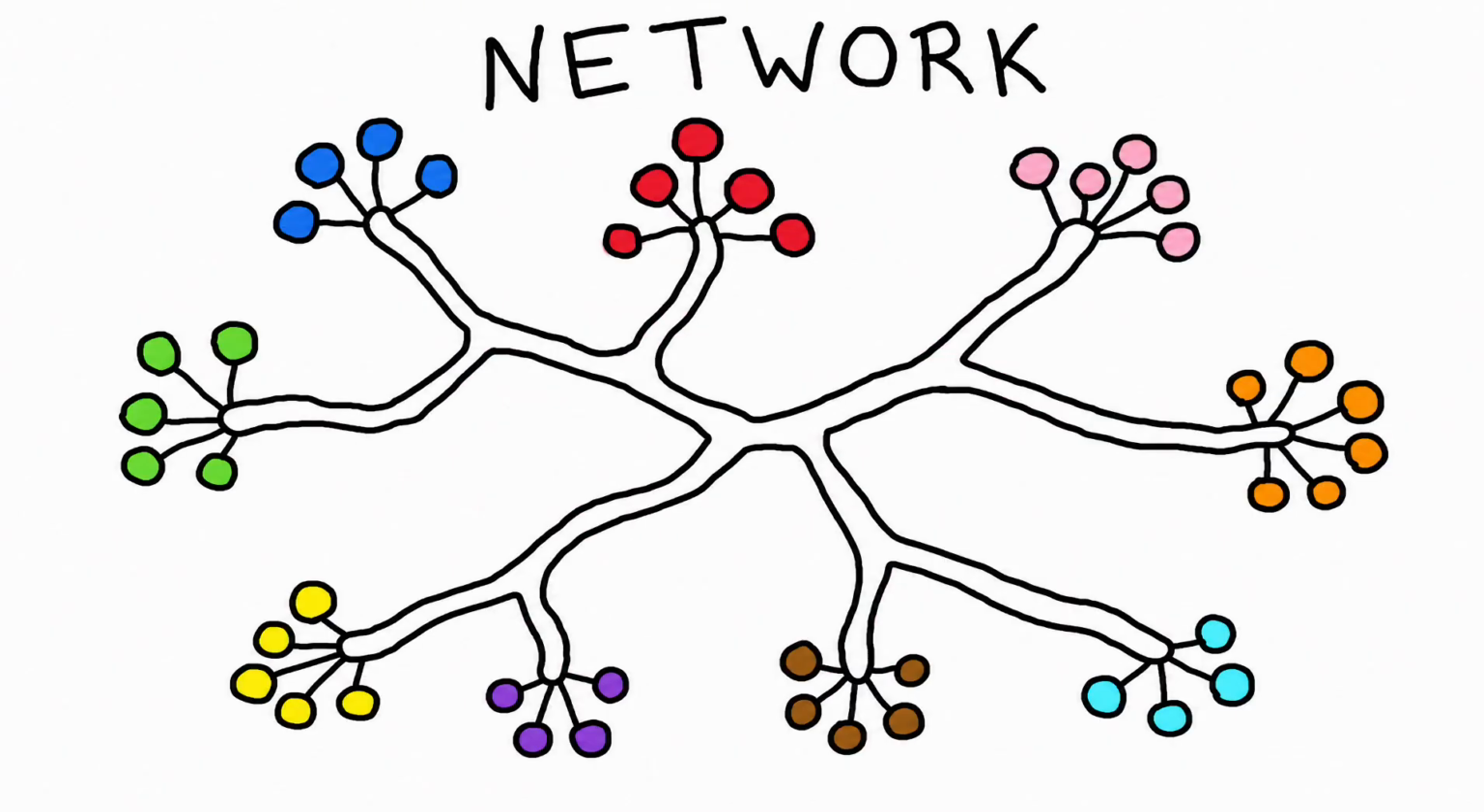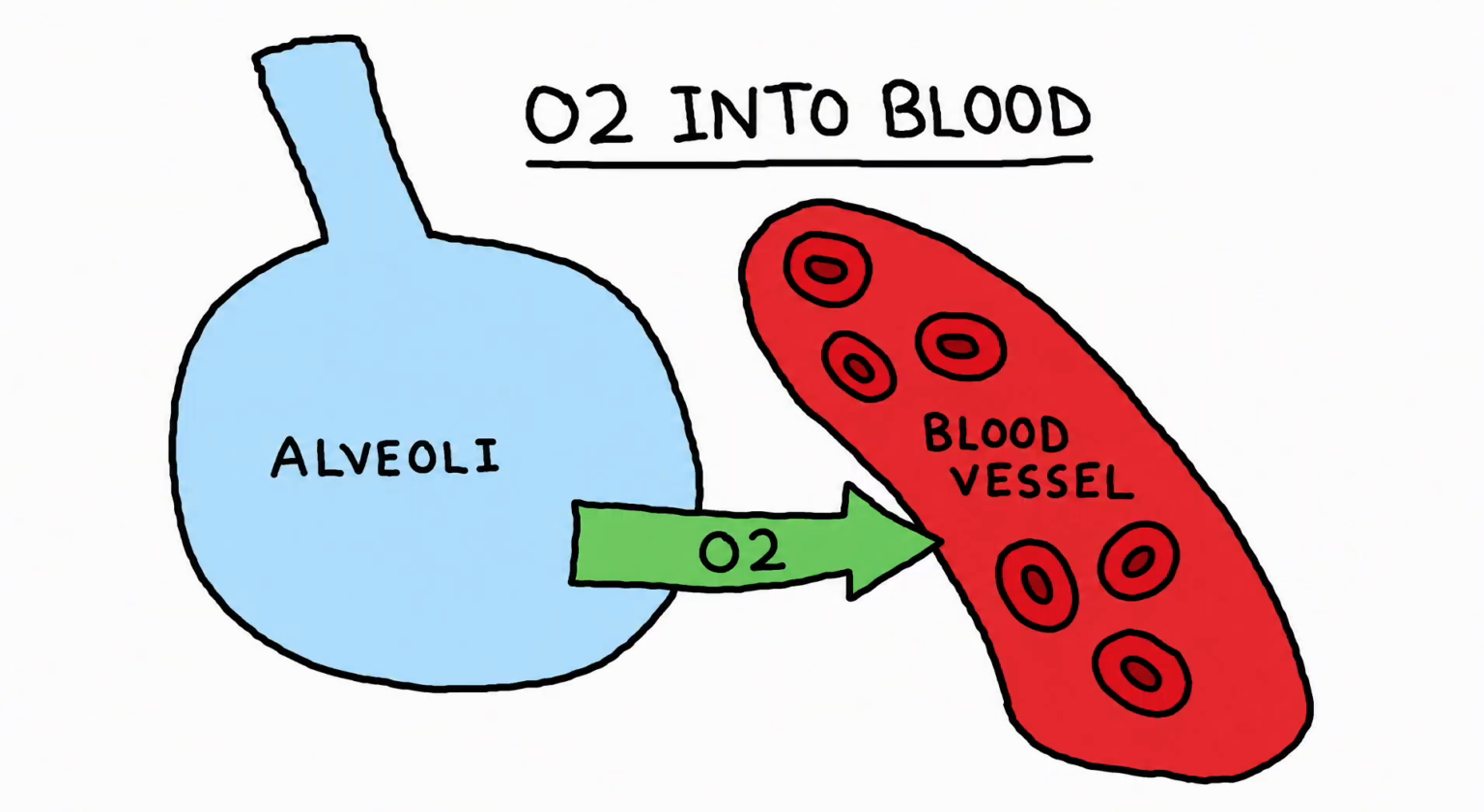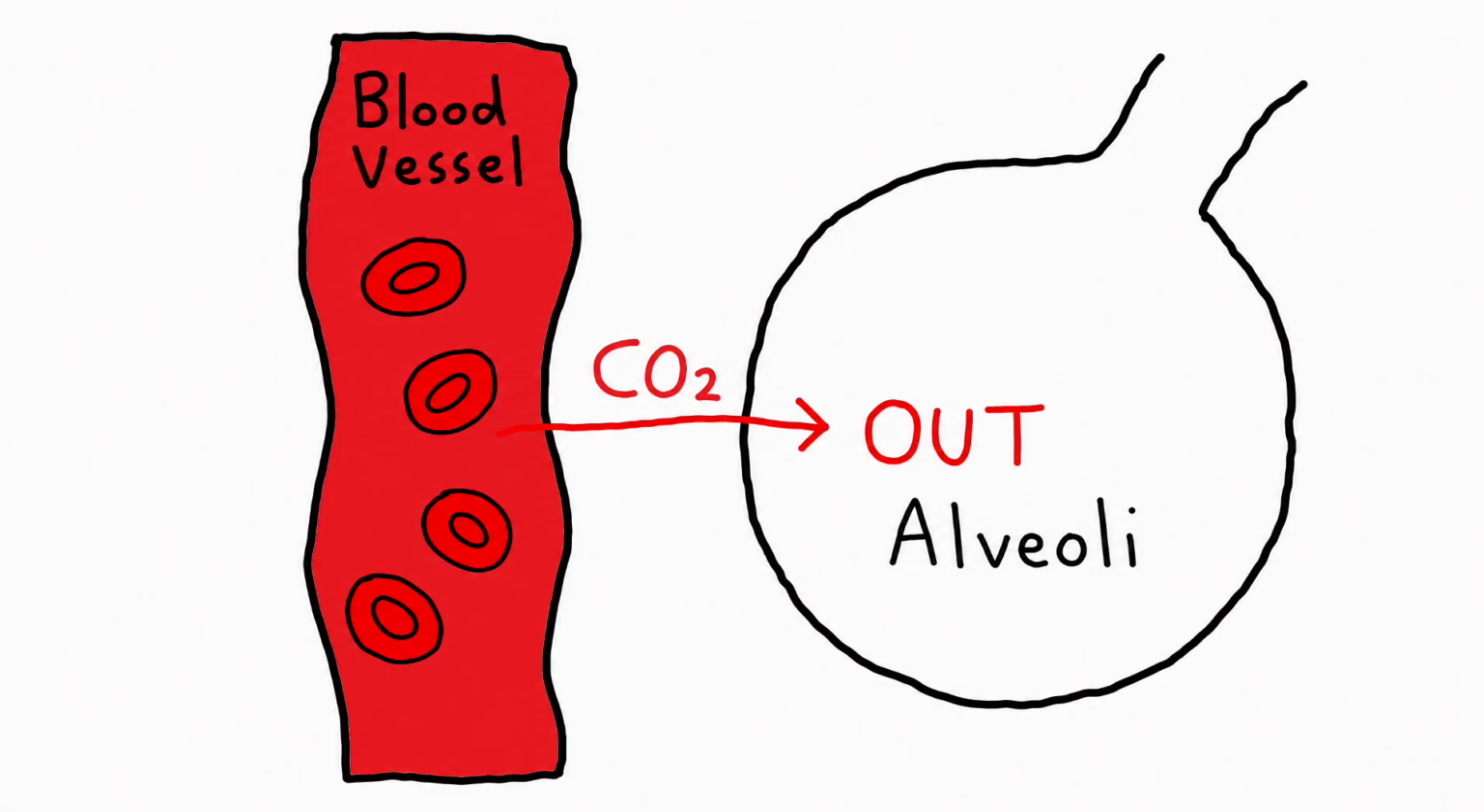So here you can see the network. Okay. So the branches of the bronchial tree are air passages. And the alveoli actually provide surface area for gas exchange, as we can see here. And during that gas exchange, oxygen is going to diffuse through the alveolar walls and enter the blood, and carbon dioxide is going to diffuse from the blood to the alveoli.